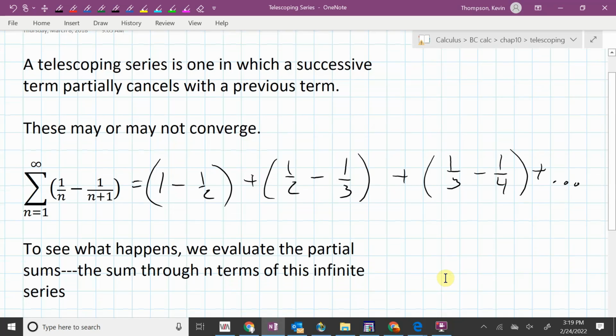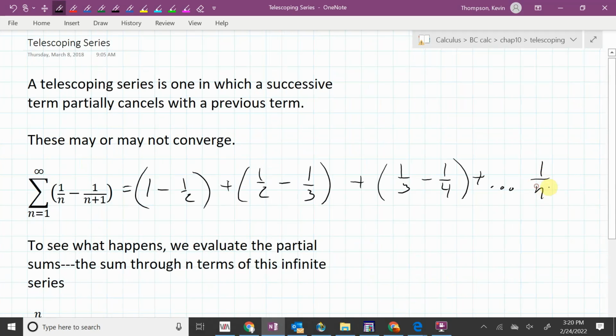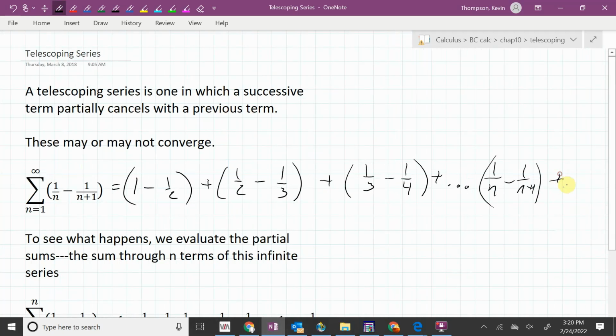So if we want to figure out what the sum of this series is, sometimes these converge and sometimes they don't. Converge means it comes to an answer, like the answer is 7 or some value. Sometimes it doesn't converge because it goes to infinity. To see what happens, we're going to evaluate the partial sums, the sum through n terms. The nth term is 1 over n minus 1 over n plus 1, but it would actually continue after that.